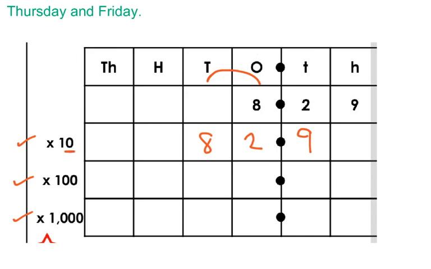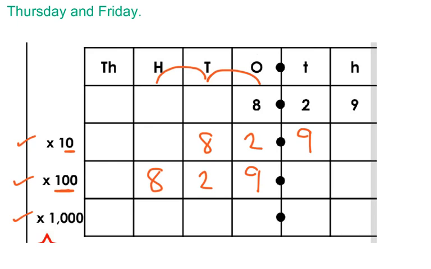So apply what we've just done there. We've moved one place to the left here. Now we're making it 100 times bigger, so we need to move it 2 places. See if you can have a go at doing that for me now, please. Hopefully now you've moved it 2 places, and we have our 8 in the hundreds column, our 2 in the tens, and the 9 in the ones.